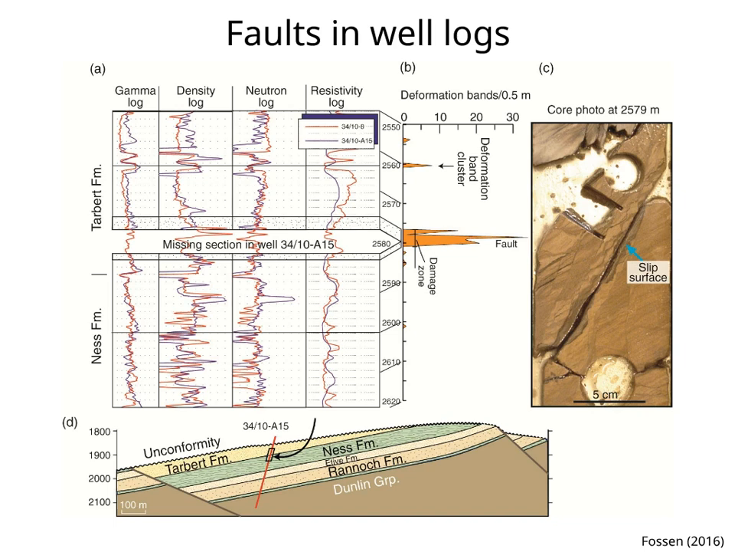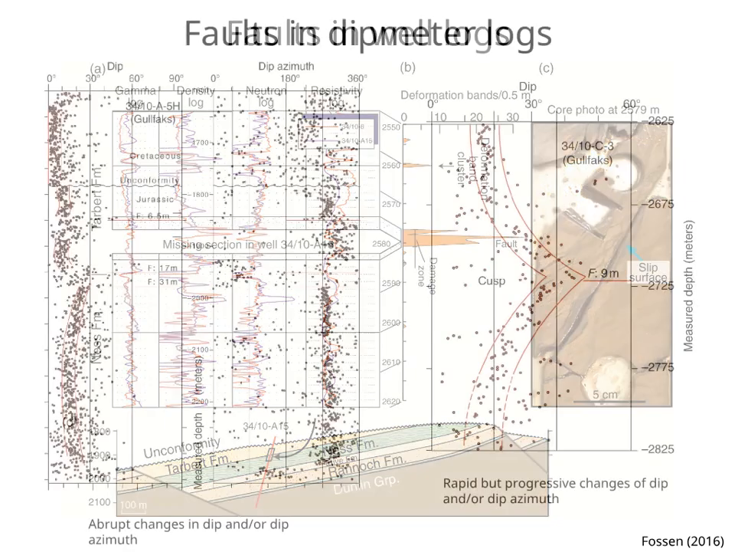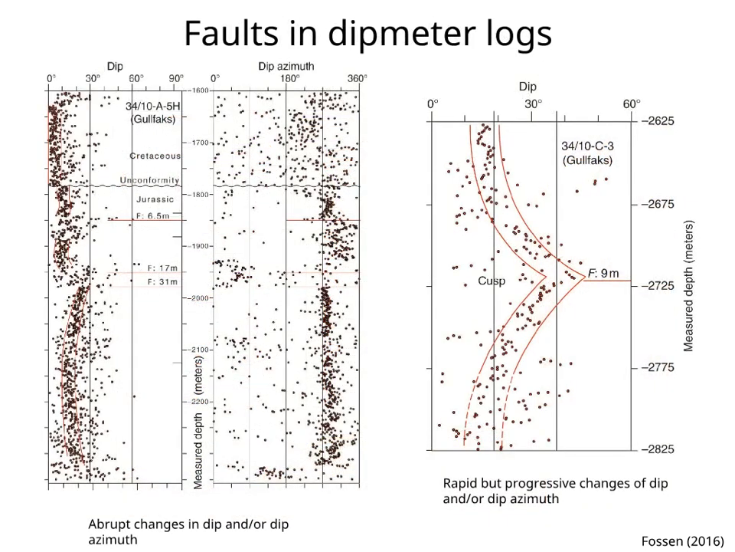bands and slip surfaces. Dip meter logs, which record the dip azimuth and dip along the well, can also help identify faults. Abrupt changes in dip and/or dip azimuth can be expected near faults. The figure to the left shows dip meter data from a well in the Gulfax field area. The depths indicated by the red lines labeled F are possible faults.